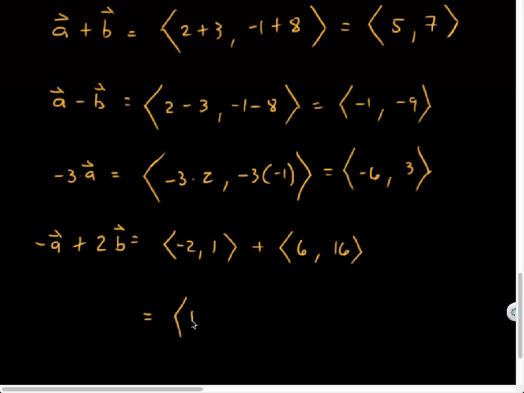Negative 2 plus 6 is 4, and 16 and 1 is 17. Right? So that's not that bad. No es más mal.